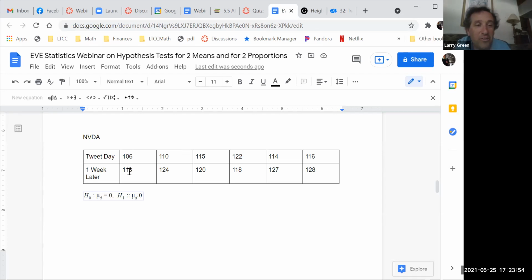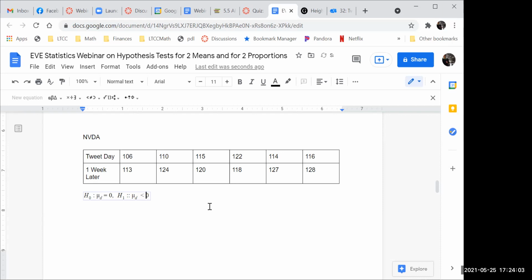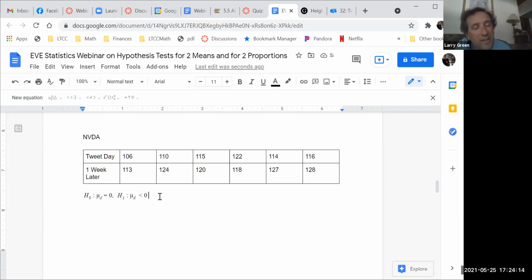So it's the first minus the second. So I want the tweet day to be smaller, and if it's smaller, then if you subtract, you get less than 0. Is that clear? And there's our hypotheses. Notice this is different than the last example in that this is dependent data. We just have a mu sub d. Turns out to be one variable, but it looks like 2 and it becomes 1.